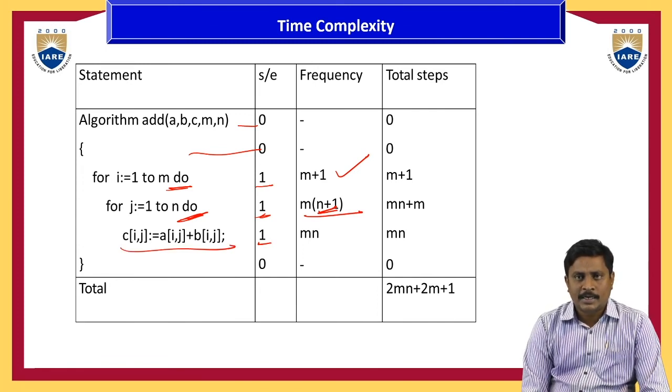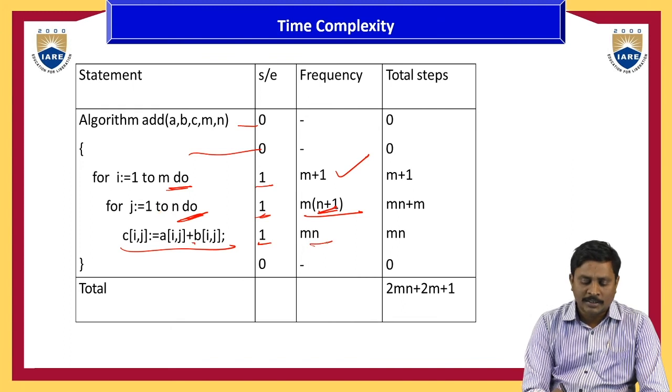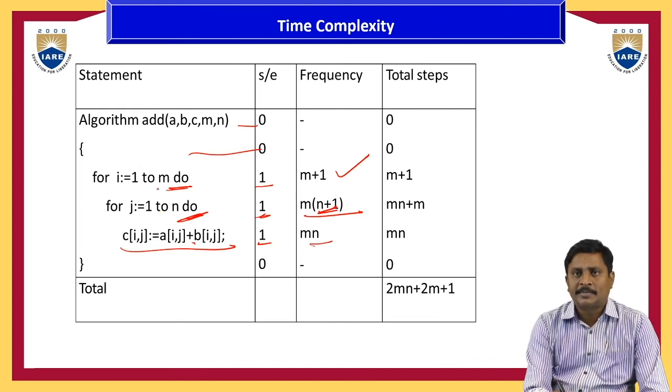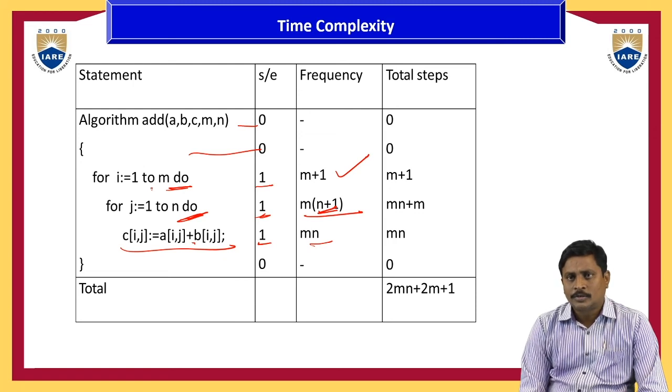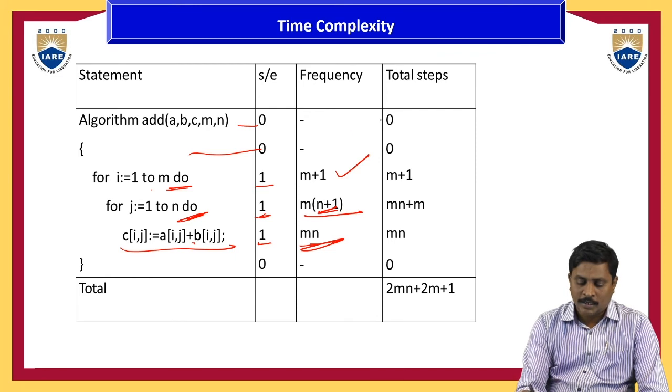Now here you see that this statement is under a for loop, first under the for loop for j equal to 1 to n, so it repeats n times. And as this is under the for loop for i equal to 1 to m, it repeats m times under this for loop. So m into n times it repeats. So here is the total value.